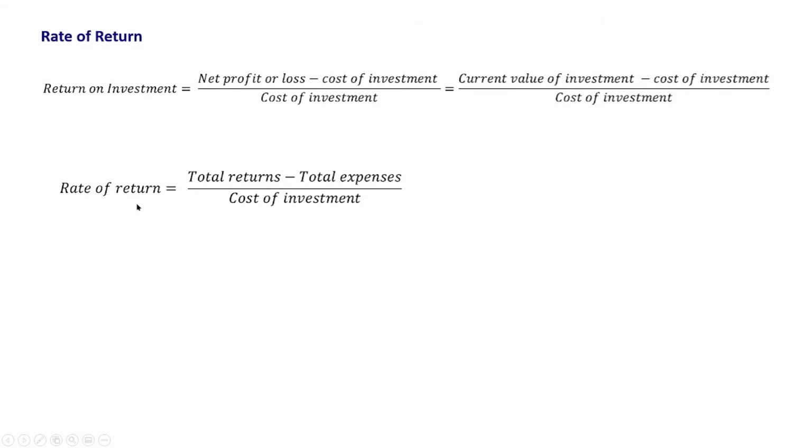Now moving on to the next topic, which is rate of return. Rate of return or return on investment, we are familiar with this formula. It is given by net profit or loss, that is current value of investment minus cost of investment, upon cost of investment. This is nothing but the ending value minus starting value upon starting value of investment. There is another formula for finding this rate of return in case of operations. It is given by total returns minus total expenses upon cost of investment.